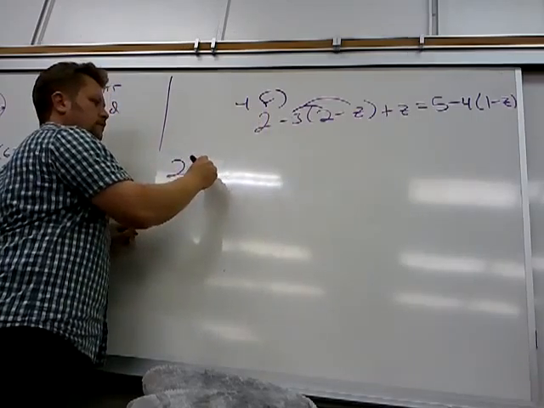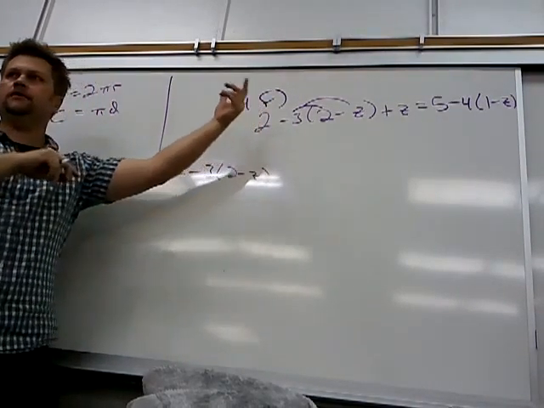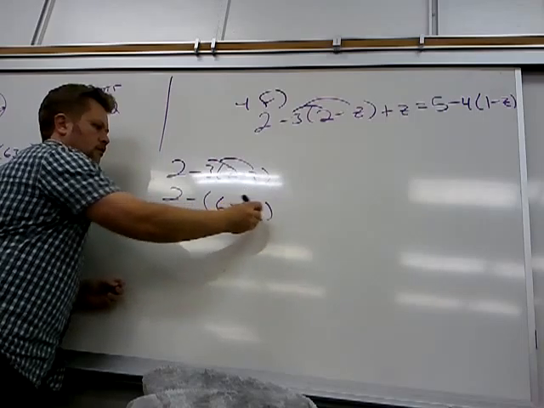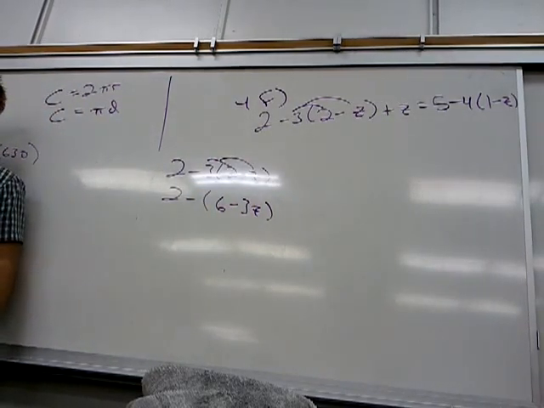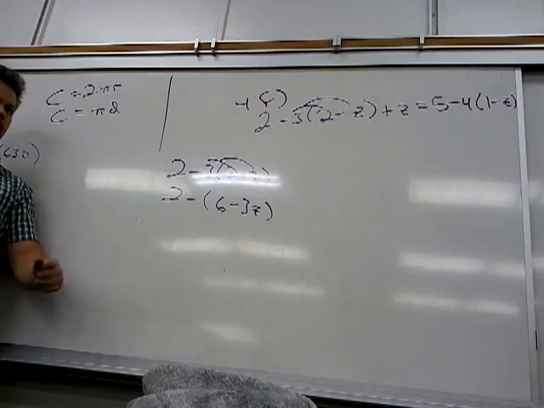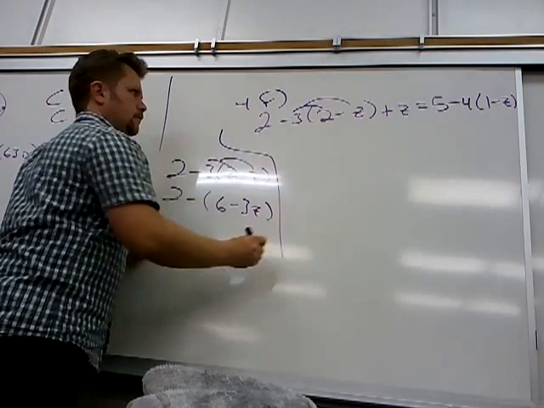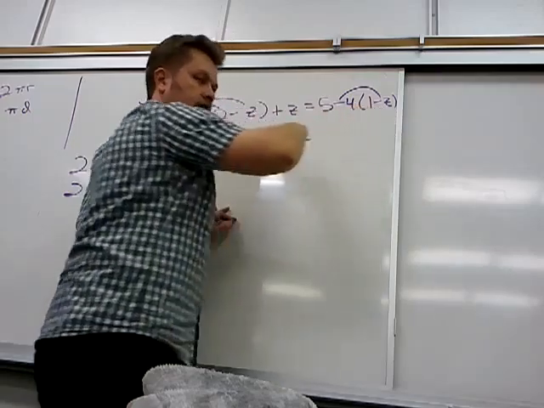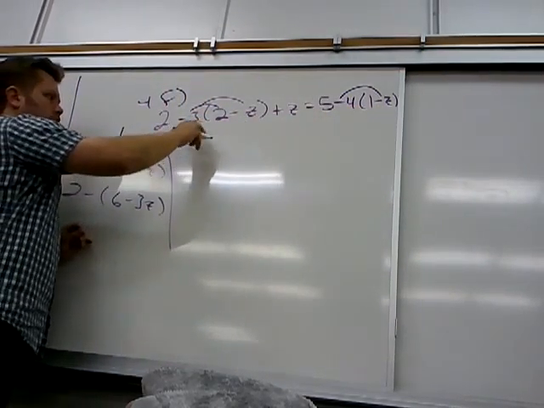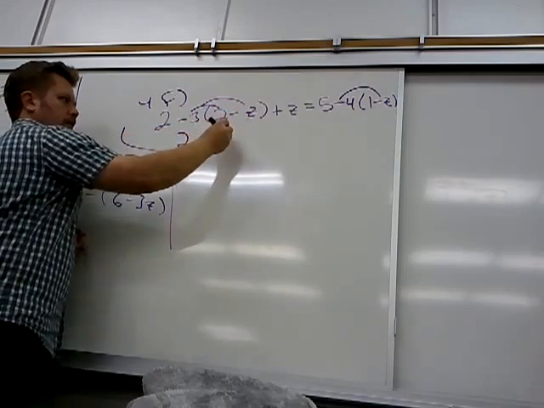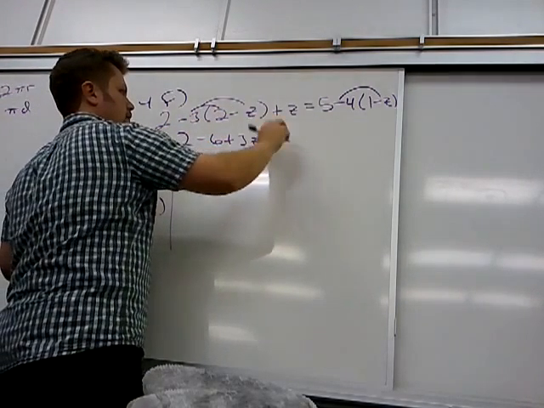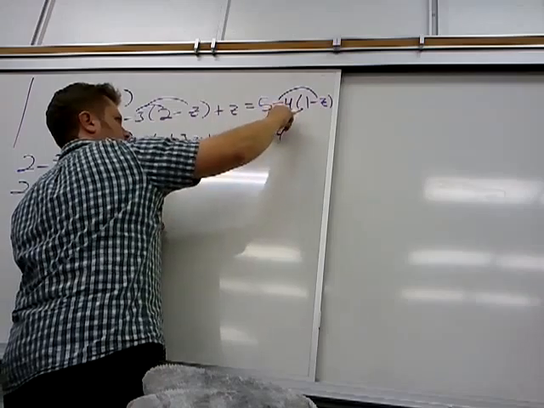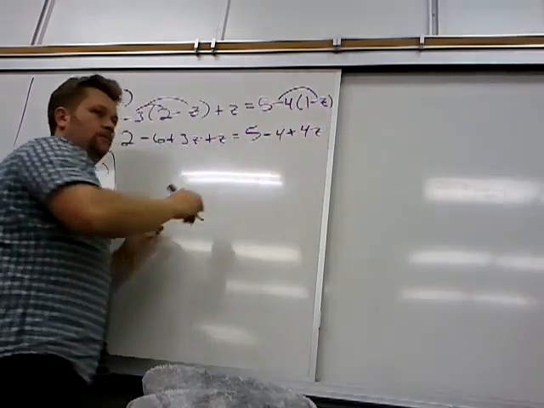Well, if you're taking the 3 in, let me just look at this one piece. Is that cool? If you take the 3 in, you should write it like this. You haven't taken the negative in yet. And for the other side, it ends up being negative 4z. Negative 4 times negative z is positive 4z. So you get 2 minus 6 plus 3z plus z equals 5 minus 4 plus 4z. I love it. And now you put your like terms together.